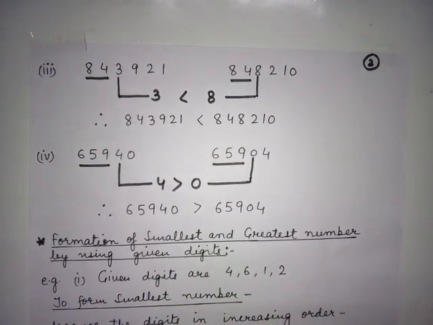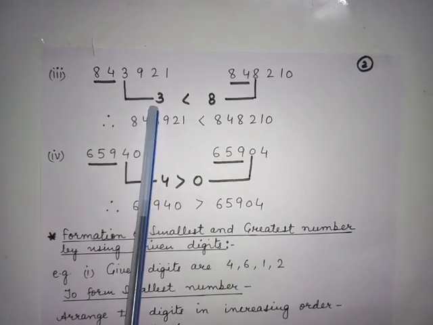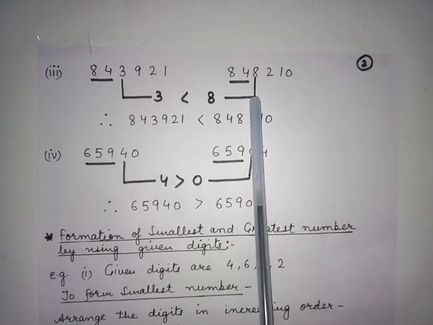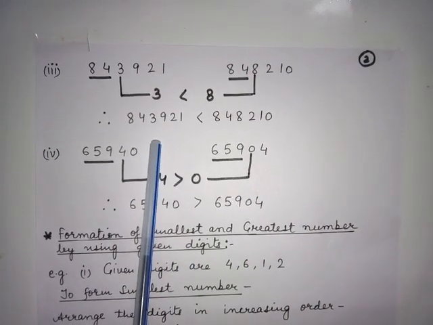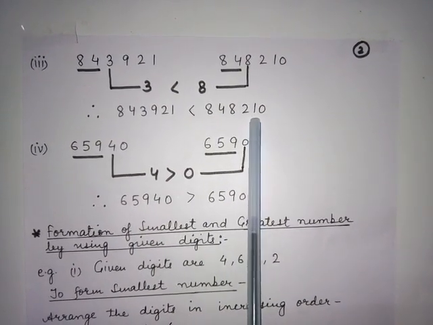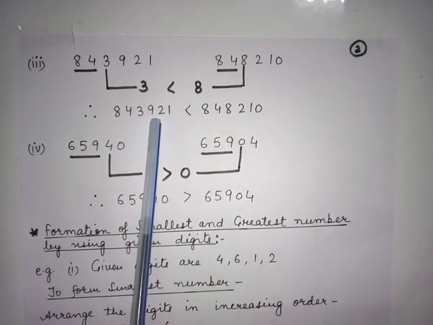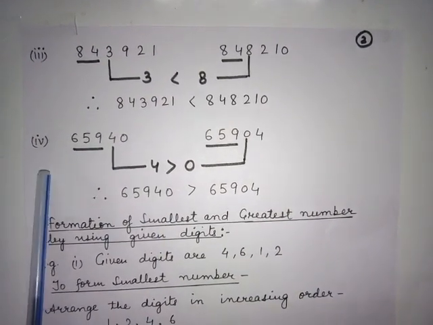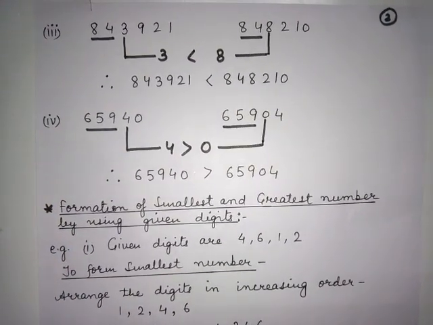So in this case, we will move on to the third digit. What is the third digit from the left in this number? 3. And what is the third digit from the left in the other number? 8. So which is greater? 8 is greater. So therefore 8,48,210 is greater than 8,43,921.